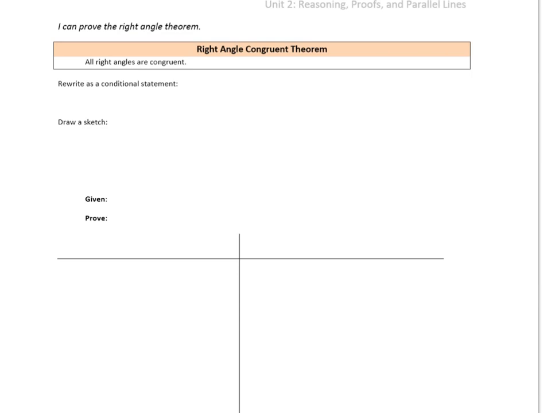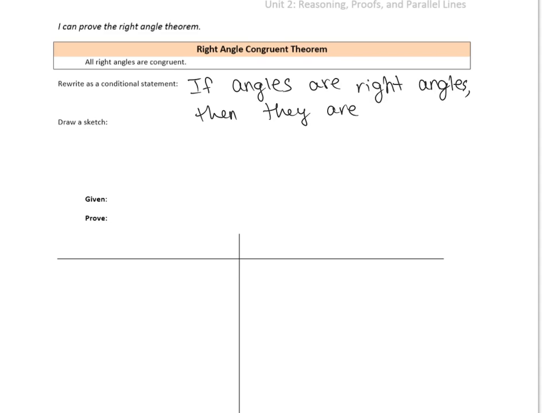First thing I'm going to do is rewrite this statement as a conditional. If angles are right angles, then they are congruent. Now, I'm going to draw a sketch of this, and I'm just going to do two angles. I have an angle that's a right angle here. I'm going to call it angle 1, and then another angle here, also a right angle. I'm going to call it angle 2.